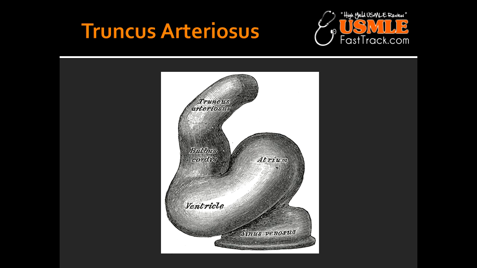Truncus arteriosus. Describe how neural crest eventually becomes the ascending aorta and the pulmonary trunk. From the neural crest migration, it eventually has truncal and bulbar ridges that spiral and fuse to form the aorticopulmonary, the AP septum, and the AP septum eventually becomes the ascending aorta and the pulmonary trunk.